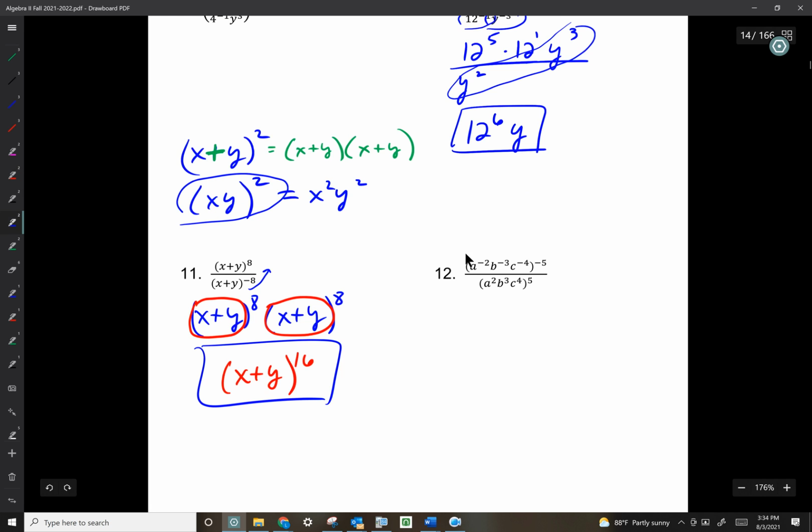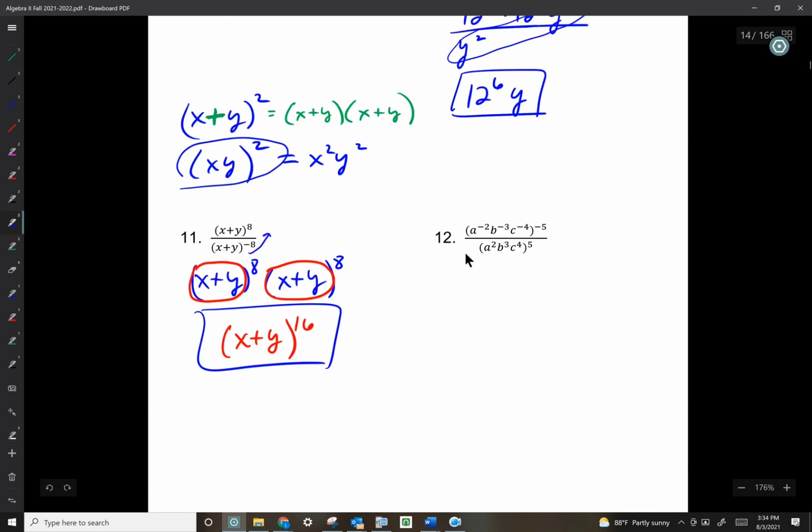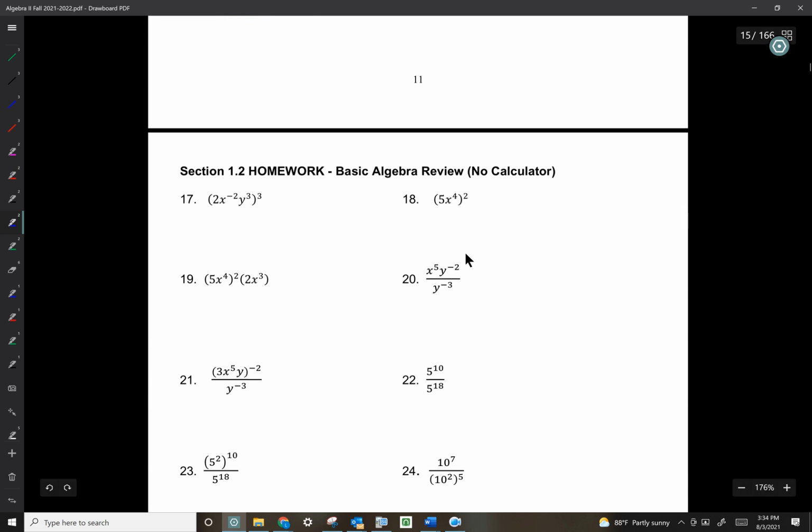Okay, this one looks very intimidating, but if you just apply the -5 to everything on top, apply that 5 to everything on the bottom, everything kind of simplifies nice and neat. And I'll let you try that one. Okay, so that takes you through the exponent rules for 1.2.